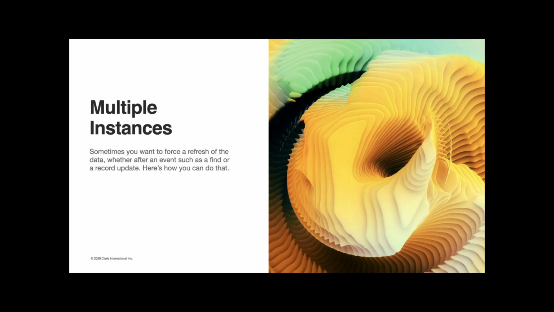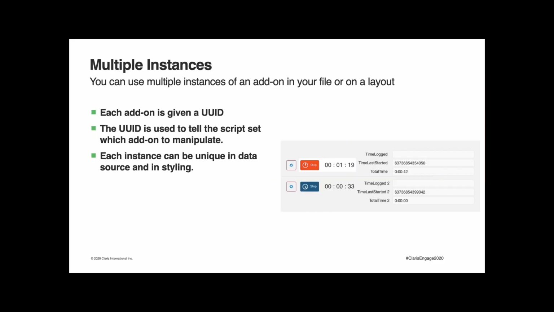One of the big advantages of these add-ons is that you can use multiple instances of them inside your app or even on the same layout. That's done through a process using a UUID. Each add-on is given a unique identifier, and it is used to tell the script set which add-on to manipulate. So if you have two timers on the same layout, you can use the UUID to match it up, configure it with different fields, and have whole different styling. Each instance of the add-on can be unique in data, source, and styling. So let's take a look at how you can use multiple add-ons in the same layout.